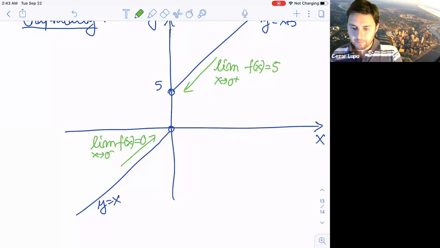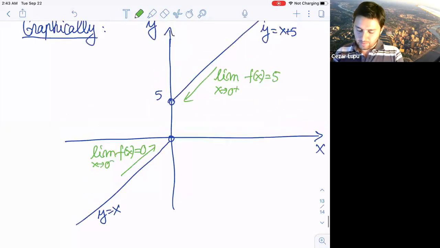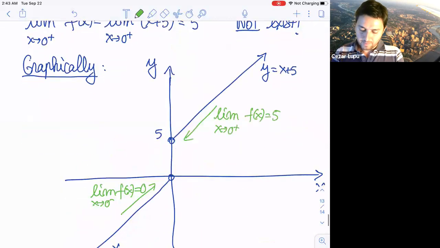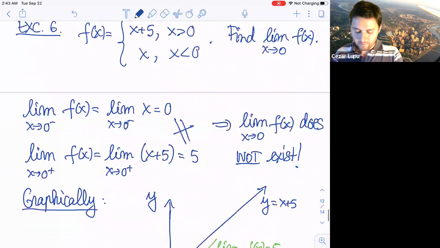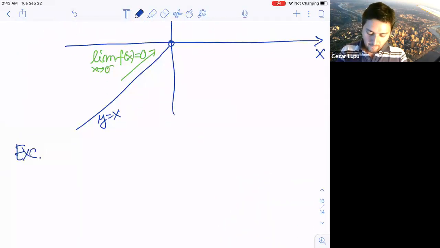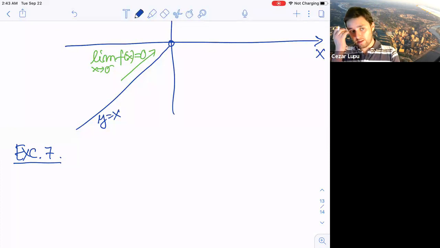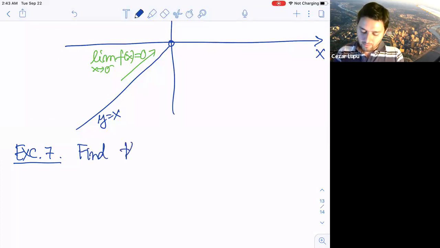Now, let me see some other examples, some other tricky examples of limits. So let's see exercise number 7. And I think after this, we're going to stop here. There are more examples in the notes. Some of them are very easy, very straightforward, so I prefer not to waste any time with them. But these two ones, I'm actually curious about these. So find the following limits.